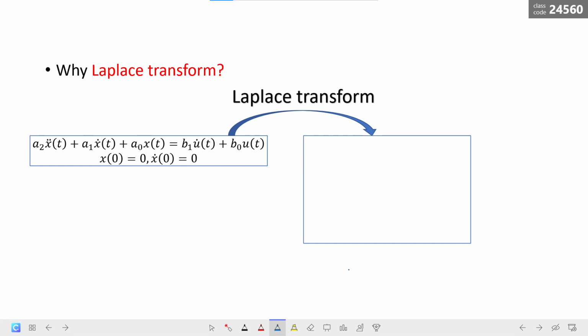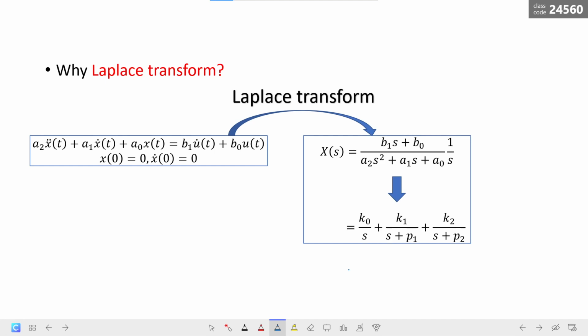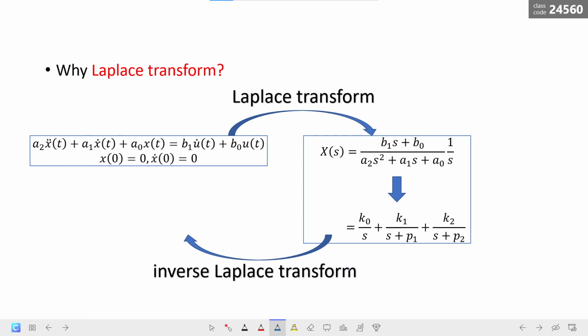So we use the Laplace transform to transform the ODE, ordinary differential equation, into a polynomial function, rational or polynomial function. After that, we can decompose it into canonical form, and from this canonical form, we can easily find the inverse Laplace transform. Then we get the solution. This is one application of the Laplace transform.